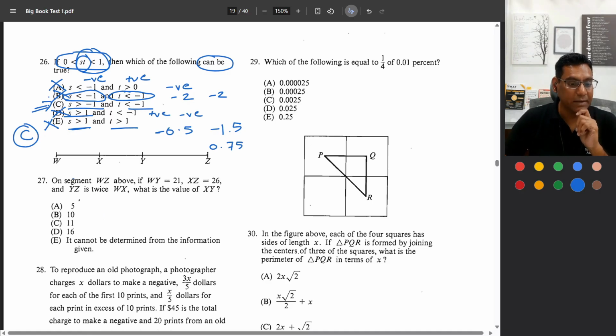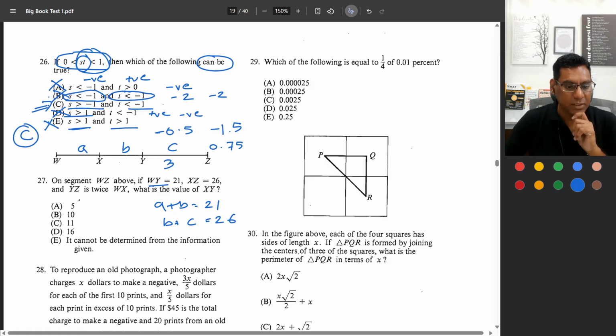Okay, let's look at 27. On segment WZ, if WY is 21, where is WY? WY is 21. Okay, let's first say ABC. Let's make it easy. WY is 21 means A plus B is equal to 21. XZ, X to Z, that means B plus C. B plus C is 26. All right, and YZ is twice WX. What is YZ? YZ is twice WX. Okay, twice. So this is 2A. C is equal to 2A basically.